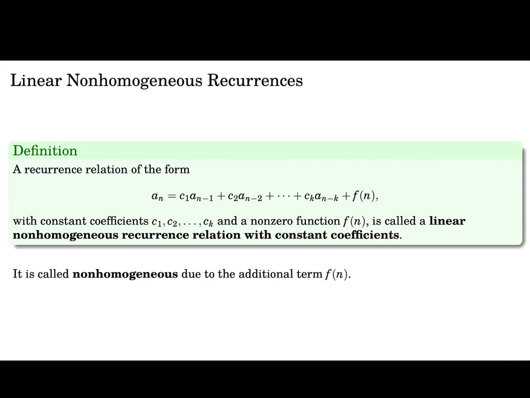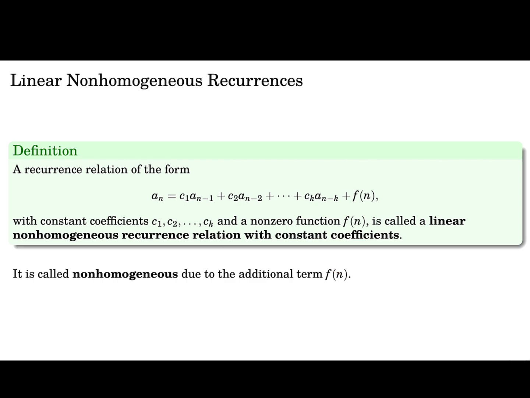So far, we have focused on linear homogeneous recurrence relations. And so again, these were recurrence relations of this form, but without the f of n here. And so now we are considering recurrence relations that are the same as the linear homogeneous one, but with an extra term here, f of n, which is a function of n. And so this is called non-homogeneous because of this additional term here.